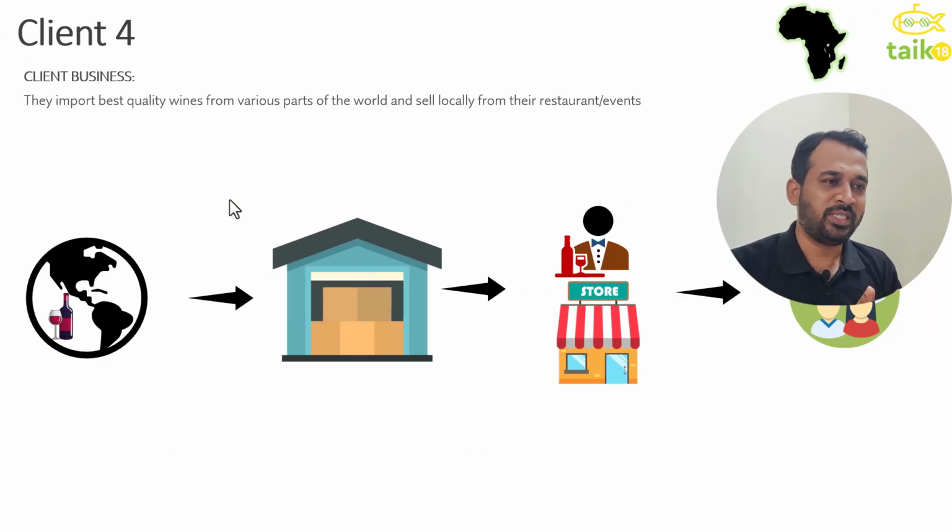Now client number 4 basically imports the best quality wines from various parts of the world and sells them locally to restaurants and events. They have the best quality wines available in the country, and they purchase and store them in the warehouse, and from the warehouse they sell them to the stores or the restaurants, who then serve the end client.